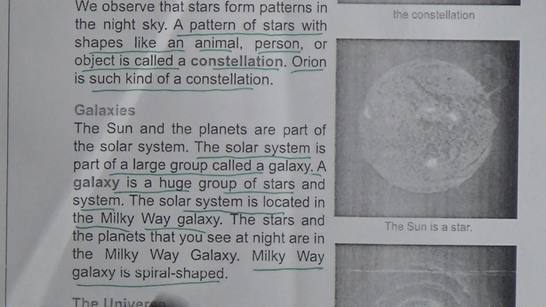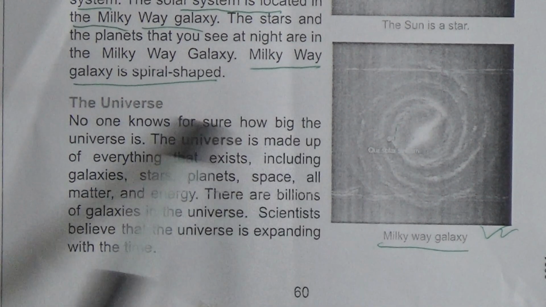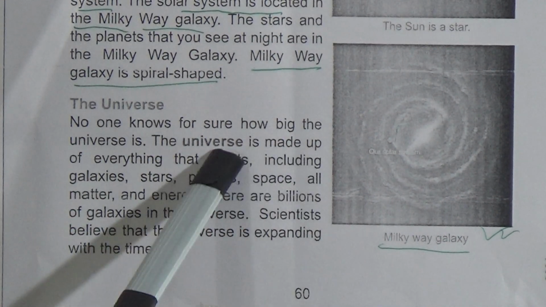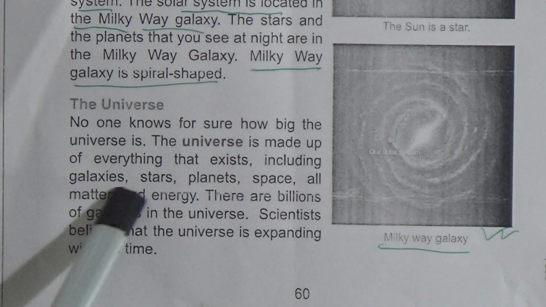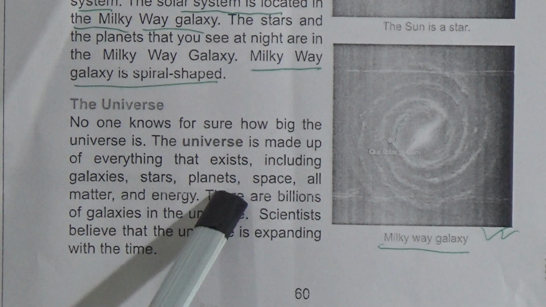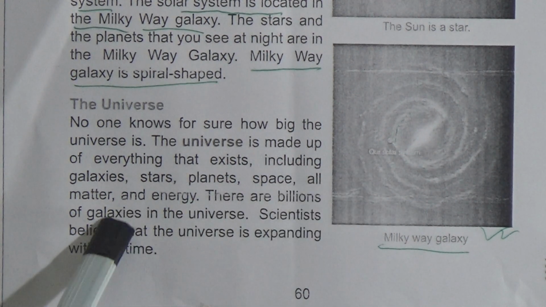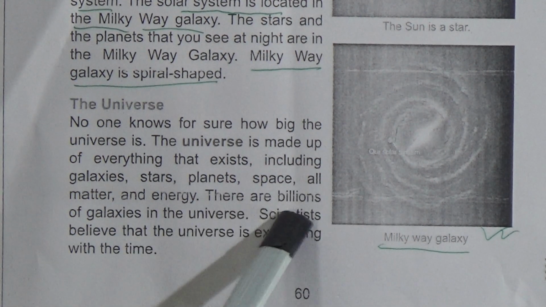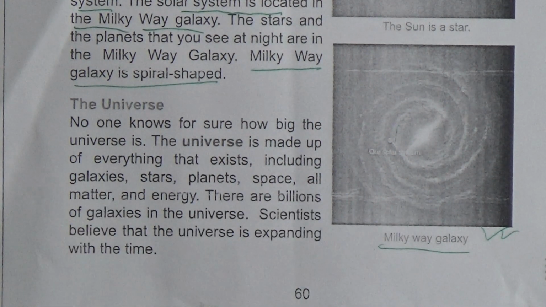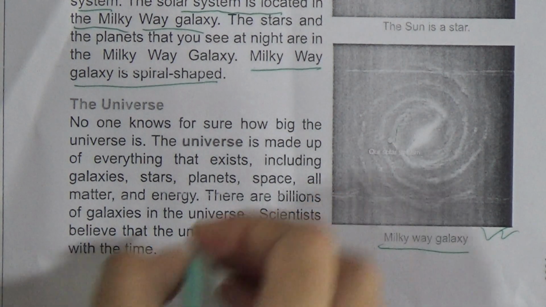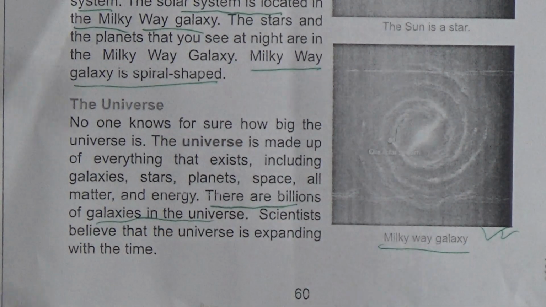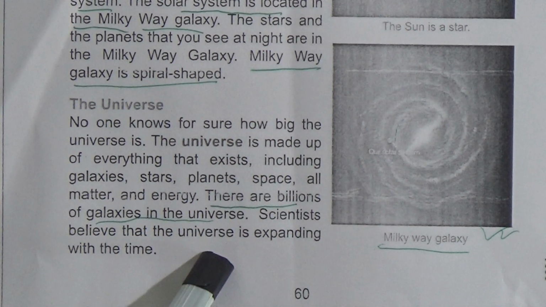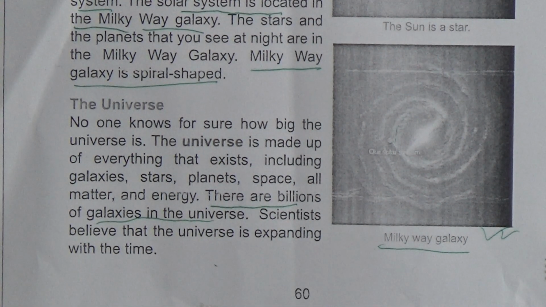Now the universe. No one knows for sure how big the universe is. The universe is made up of everything that exists, including galaxies, stars, planets, space, all matter and energy. There are billions of galaxies in the universe. Scientists believe that the universe is expanding with time.